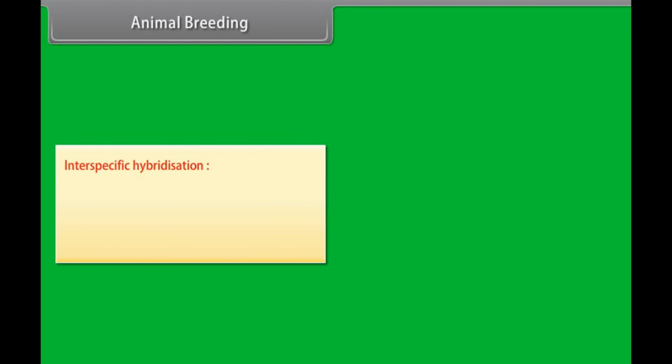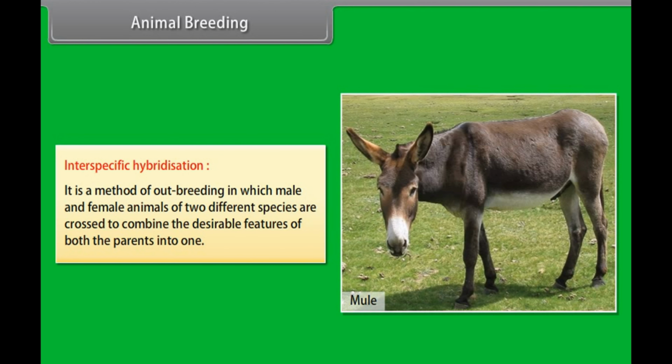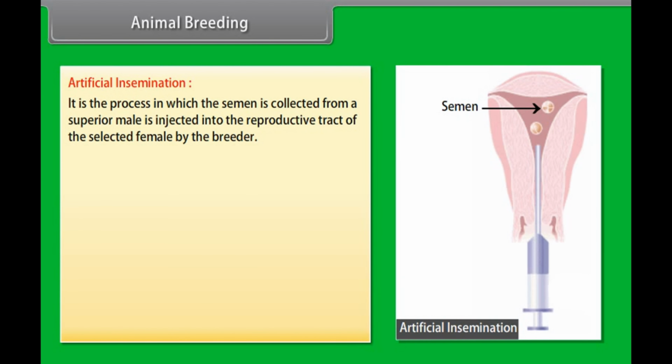Interspecific hybridization. It is a method of outbreeding in which male and female animals of two different species are crossed to combine the desirable features of both the parents into one. For example, a mule is produced by a cross between a male donkey and a female horse. Artificial insemination. It is the process in which the semen is collected from a superior male and injected into the reproductive tract of the selected female by the breeder.